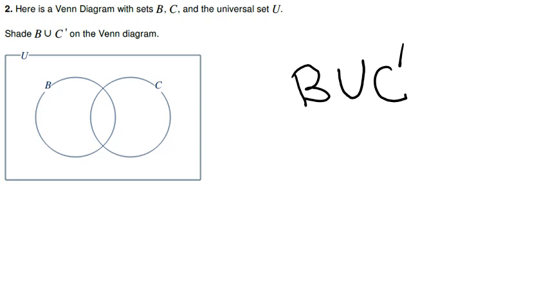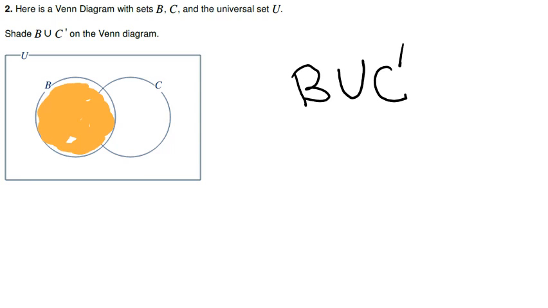Well, remember what union means? If it's in one, throw it in. So we're going to throw in B. So everything in B is going to be thrown in. So I'm going to use yellow for my color. Okay? I'm going to use yellow to color in B. So B or not in C, right? So again, union, either one.